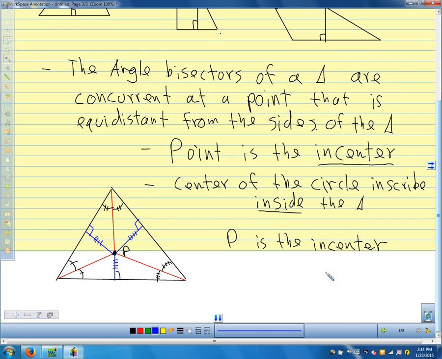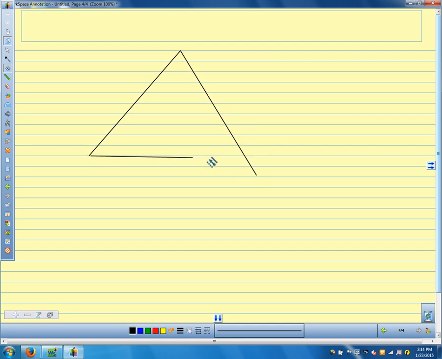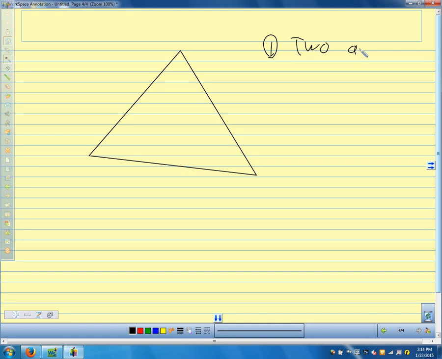All right, let's look at our construction for the incenter. Again, you can find this on Math Open Reference. I want to make this triangle a little bigger. It's a little easier with the incenter to have a little bigger triangle. All right, so our first step, we're going to construct two angle bisectors. The angle bisectors, that's one of the first constructions we learned.